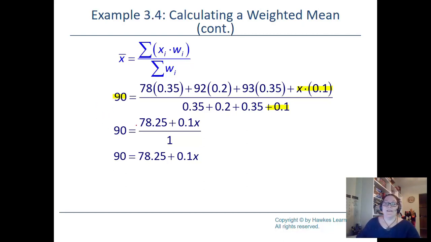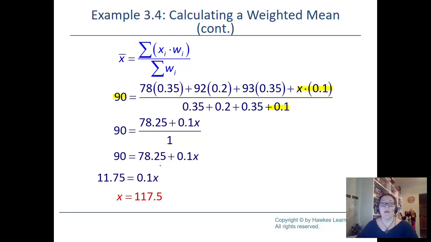And to isolate, that does mean I need to take this 78.25 to the other side by subtracting it, which is going to leave me with 11.75, which equals our 0.1x. I am going to divide by that 0.1, and I get x equals 117.5. Now, again, remember, x is literally the grade she needs to make on her final to get an A in this course.